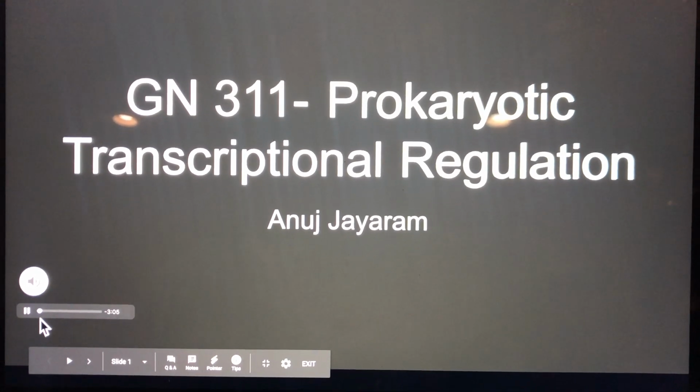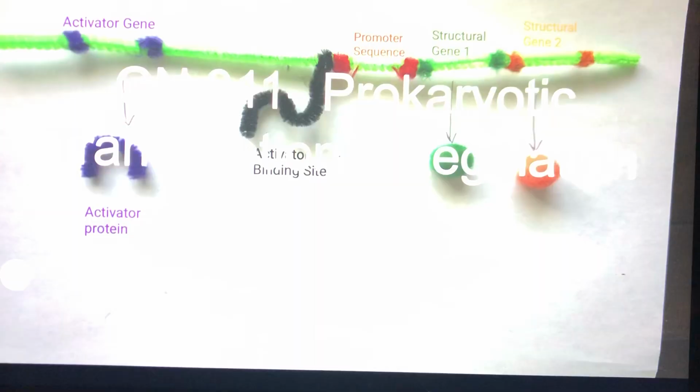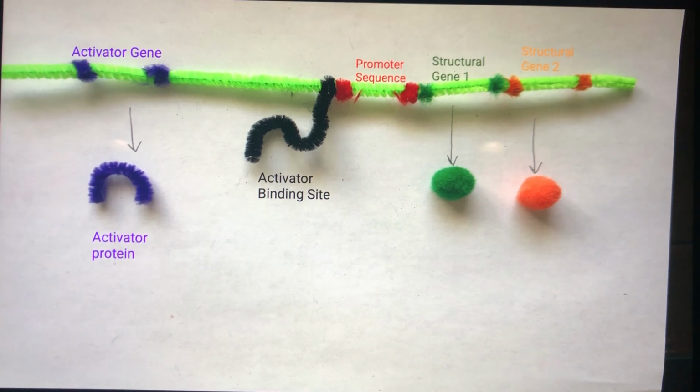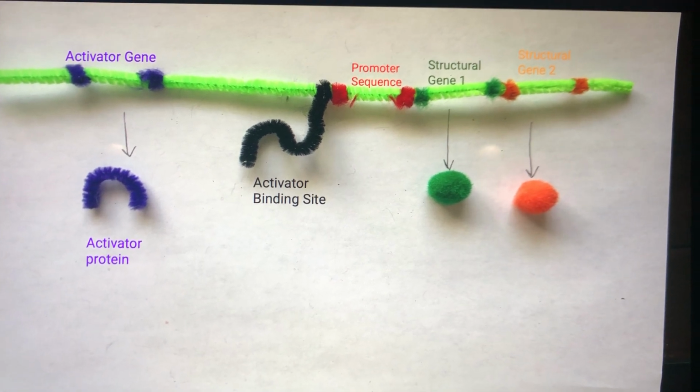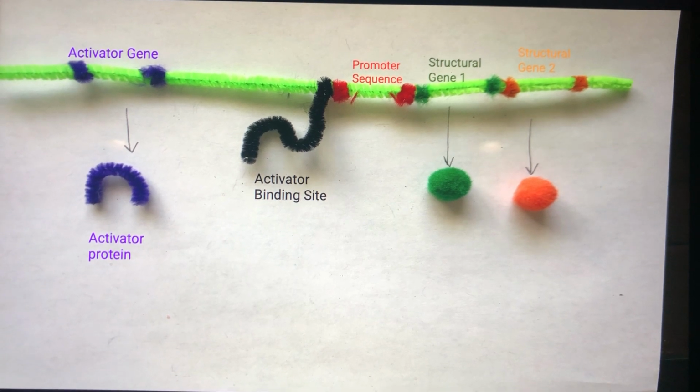This video is going to cover transcriptional regulation in prokaryotes. In prokaryotes, operons are the segments of DNA containing genes controlled by a single promoter, which is a nucleotide sequence that allows genes to be transcribed. An enzyme known as RNA polymerase recognizes this promoter sequence, which allows the initiation of transcription to occur.